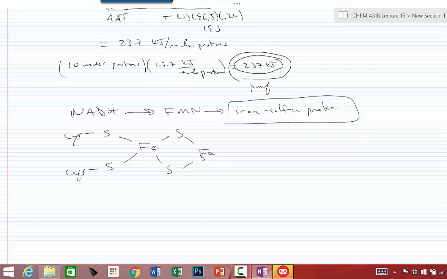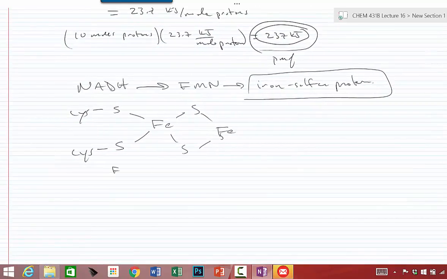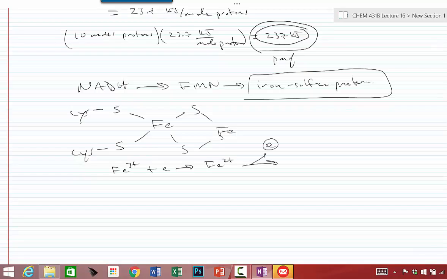And basically, as I've written before, this iron, which is in the 3+ state, combines with an electron, and it gets reduced to iron in the 2+ state. These sulfurs basically just hold the iron in place. Then the electrons leave the iron, and it will toggle back to the ferric state, the iron 3+ state. So iron is one of the direct carriers of these electrons.